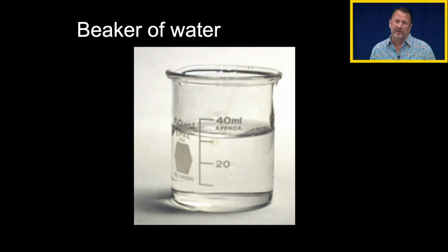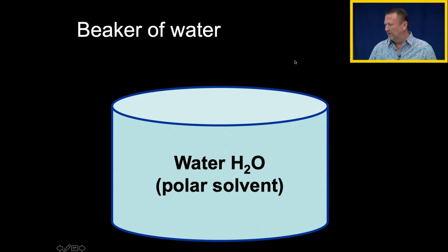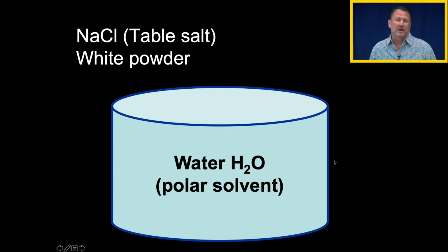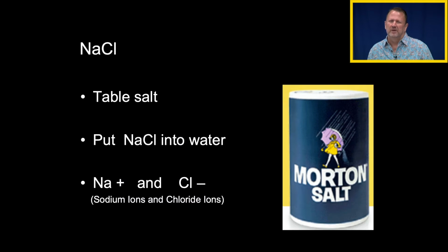All right, so we're going to start with a beaker of water. That's what this is. It's a beaker for those of you yet to take chemistry. And then here's my cartoon of a beaker of water. Remember, water is H2O, and it is a polar solvent. And so things that form ions will dissolve into the polar solvent. And so there's sodium chloride. You guys know what salt is. If you put sodium chloride into the water, you have sodium ions and chloride ions.